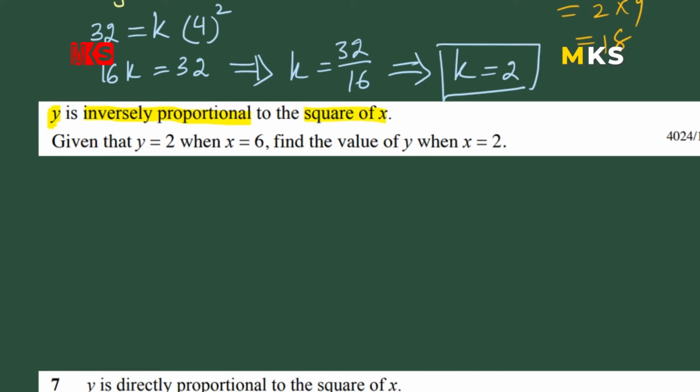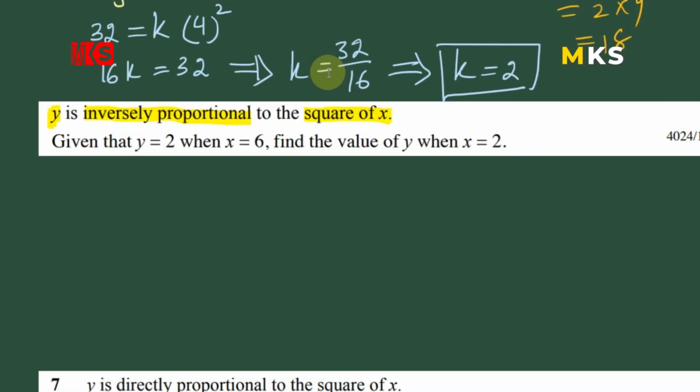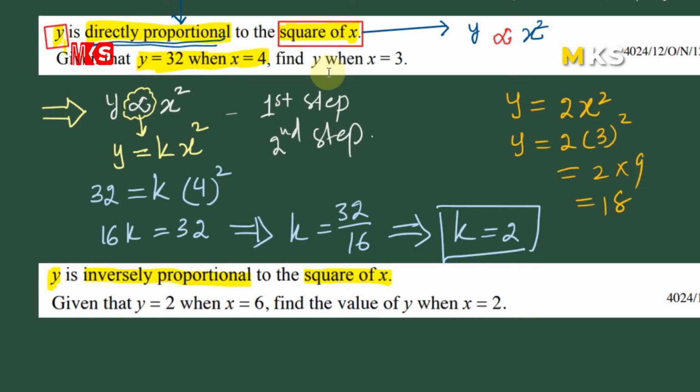Again, in this case, we can see there is almost the same statement of the question, except one difference. In the previous question, the statement was y is directly proportional to the square of x. We have the exact same question. The first was October, November 12, paper 1-2.